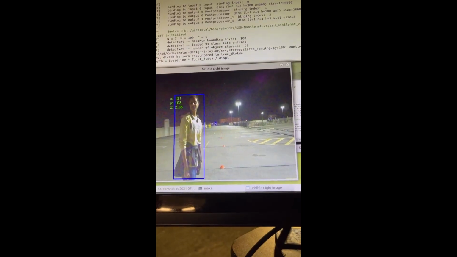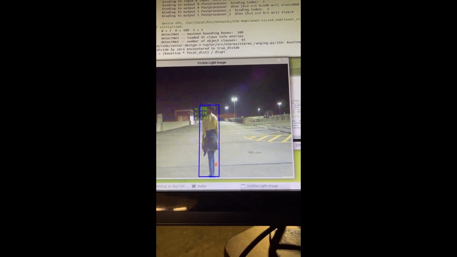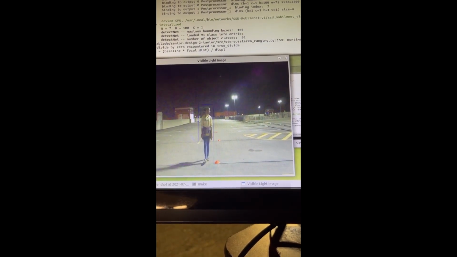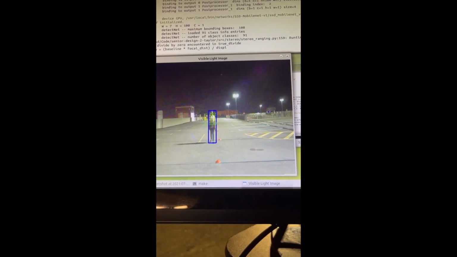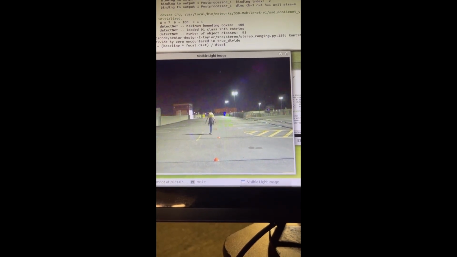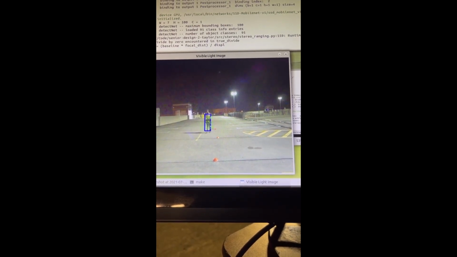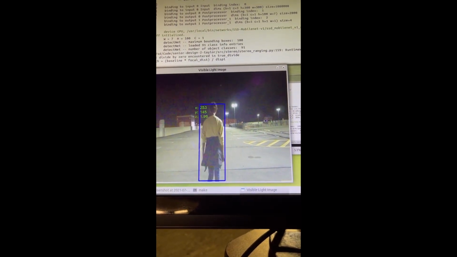Next, we will demonstrate the stereo system tracking and ranging a person in the scene. As we can see, the system does a good job of picking up the person on each frame, getting their coordinates, and computing the z-axis or range value. Occasionally with the stereo system, we notice that we would compute a range of 0.